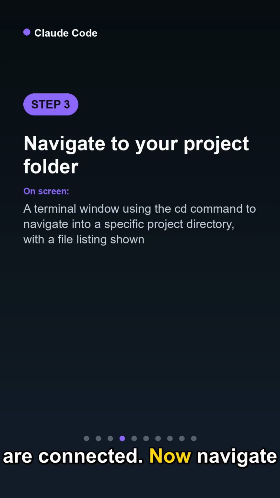Now navigate into the folder where you want Claude Code to work. Use the cd command to move into your project directory, then type claude again to launch an interactive session rooted in that folder. Claude Code can now read, create, and edit any file in that location.